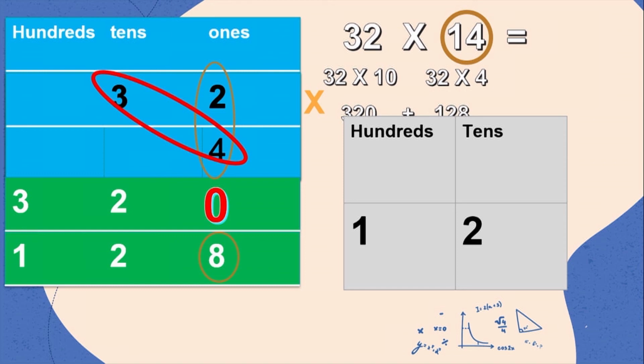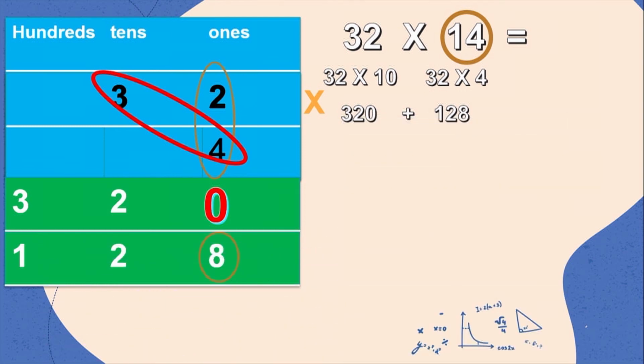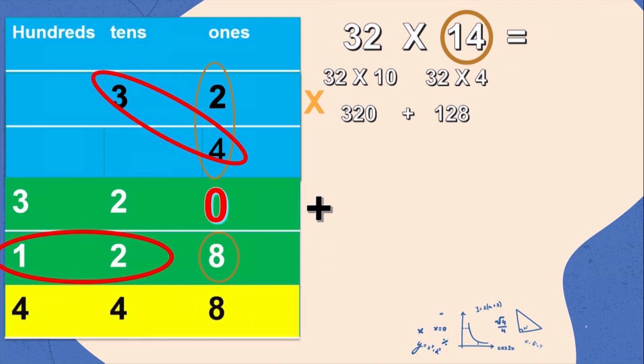Are we finished? No. What is the last thing we have to do to get our product? We have to add. So add that quickly for me now, and let's check and see if your answer and mine is the same. We have 0 plus 8, that gives us 8. 2 plus 2 gives us 4. And 3 plus 1 gives us 4. So our answer is 448. Do you all understand what we just did there? Great. I think you all did a good job.